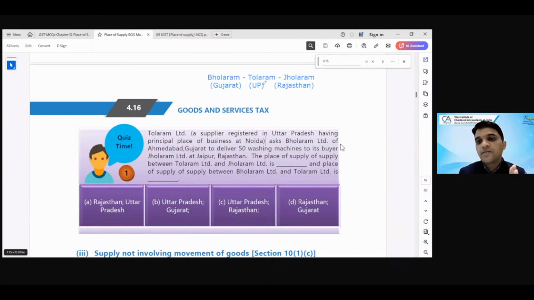Rajasthan. Correct? Because Tolaram will bill to Jholaram, and he will bill where he is located. So in the first scenario, the place of supply is Rajasthan. So the correct answer is Rajasthan first. And now they're asking, what is the place of supply between Bholaram and Tolaram? Bholaram will bill to Tolaram, who is in UP. So the second one is UP.